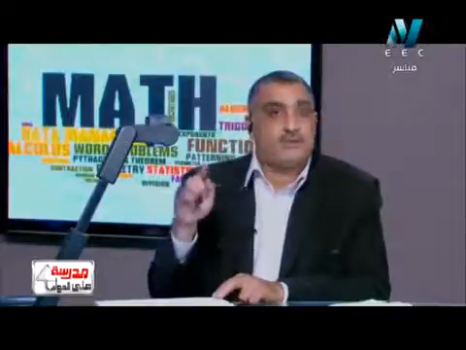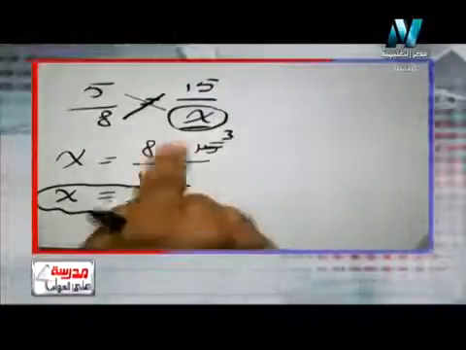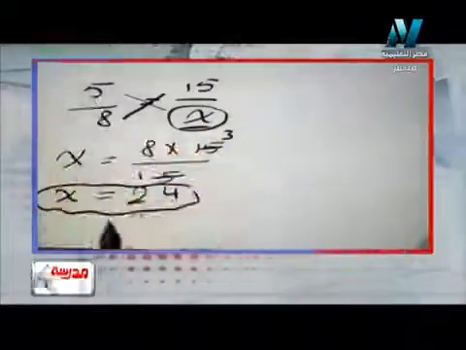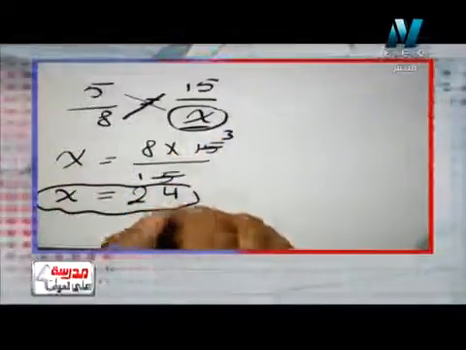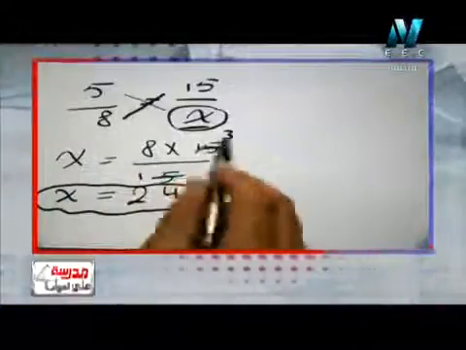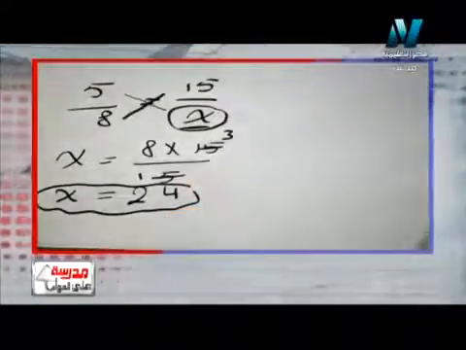Yes, the product of means equals the product of extremes. 5/8 equals 15 over x. It's so easy to get the value of x in just one step by using this rule. x equals what? Equals 8 times 15 over 5. You can use a calculator to get the result, or you can simplify. Divide 5 by 5 equals 1, divide 15 by 5 equals 3. 8 times 3 equals 24. The value of x in the first example equals 24.